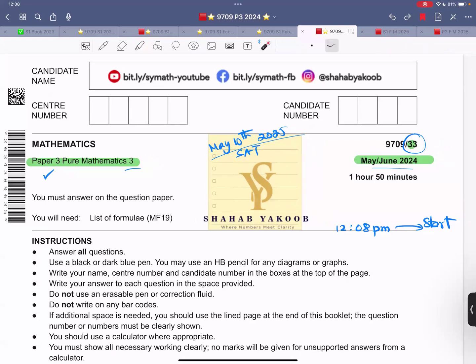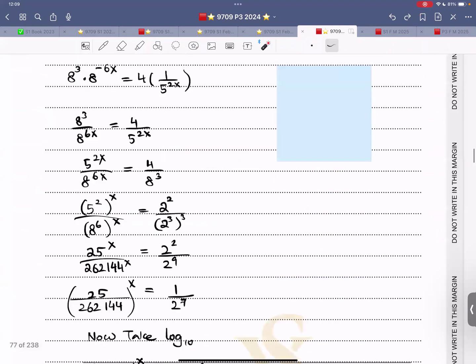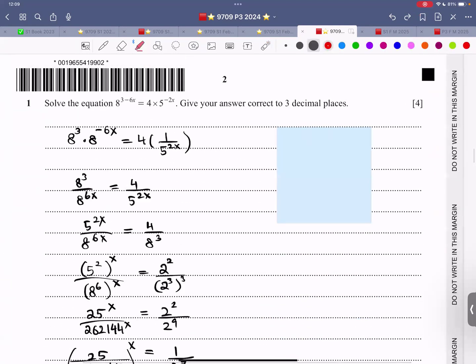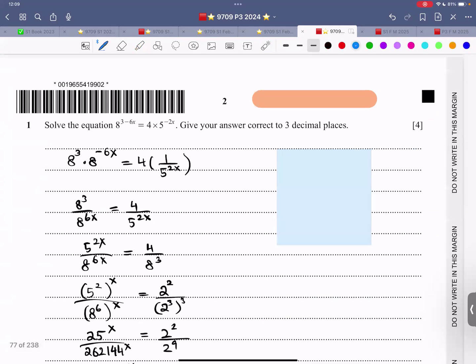We are starting with this paper, Pure Maths P3, May-June 2024, variant 33. It's 1208, 1209 approximately. Let's get started. It's a walkthrough solution. Now, the first question that we see over here is a perfect question of indices and logs. And there are certain things that need to be clarified in this particular thing.